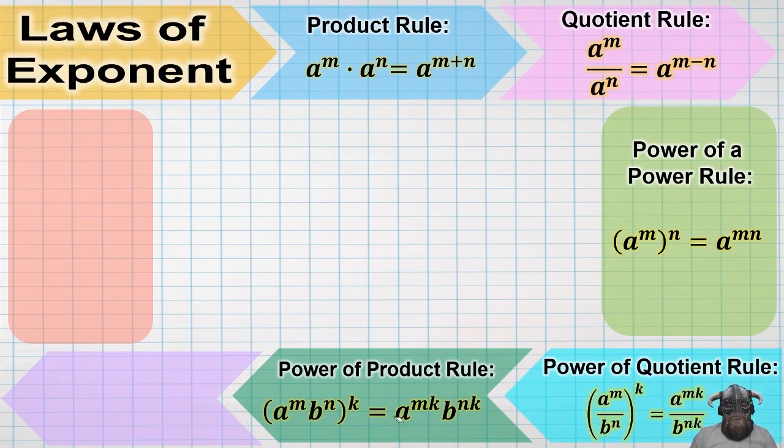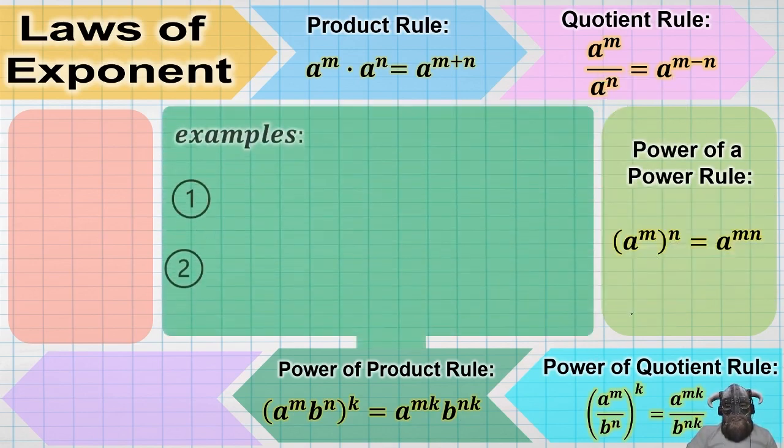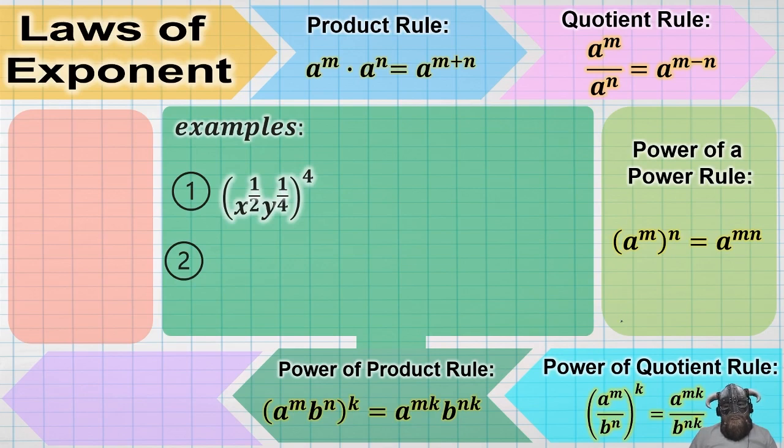So, the expression will be a raised to m times k times b raised to n times k. So, let's have example number 1. We have the given x raised to 1/2 times y raised to 1/4, quantity raised to 4. In this case, we just need to distribute 4 to 1/2 and to 1/4. So, this will be the expression. We just need to multiply that 4. So, what will happen is 1/2 times 4.